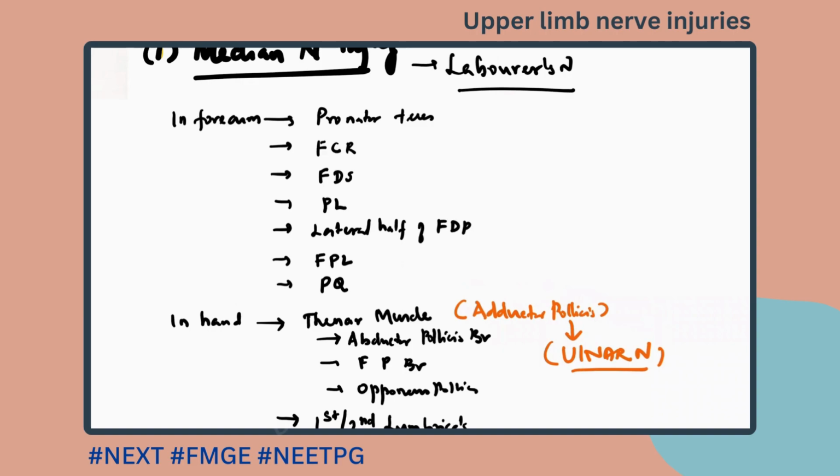புரியுதுங்களா நான் சொல்றது? If you want to flex your fingers, you need FDS and FDP. Flexor digitorum superficialis and flexor digitorum profundus is important. Lateral half of flexor digitorum profundus மட்டும்தான் median supply பண்ணுது. Medial half of flexor digitorum profundus is supplied by ulnar.